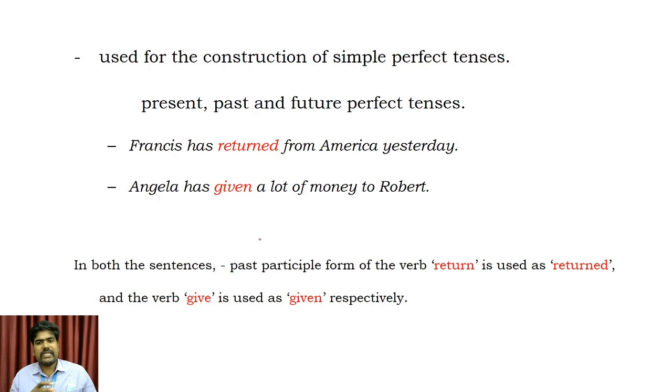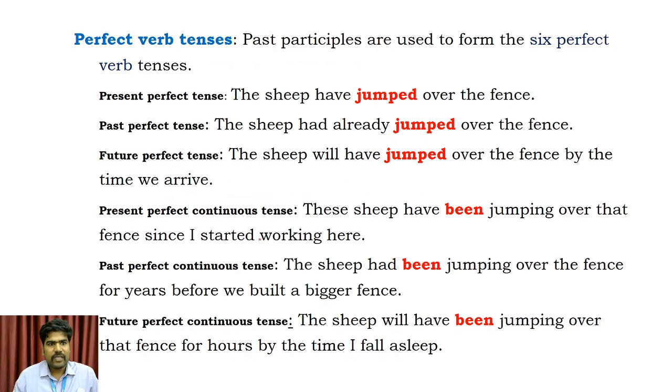And it is used in the construction of the perfect tenses, that is, present, past and future perfect tenses. Look at the example. Francis has returned from America yesterday. Here the verb return is a past participle. Angela has given a lot of money to Robert. Here the verb give changes into given. In the first example, the verb write changes into written. That's a past participle here. Those are some of the examples of perfect tenses.